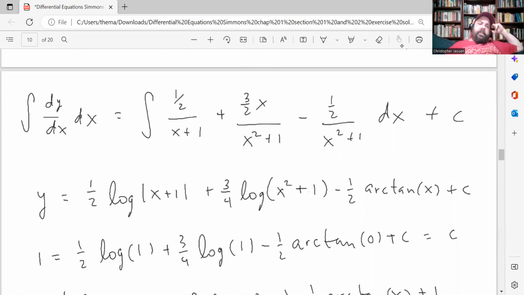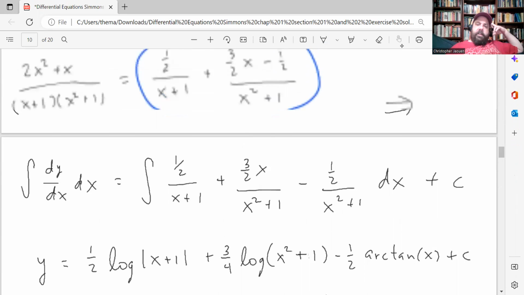The integral of dy dx is just the integral of dy, which the antiderivative of is y. And then on the right-hand side, the first integral gives you a logarithm. The second integral also gives you a logarithm after you make a u substitution. And the third integral gives you an arctangent plus your arbitrary constant.